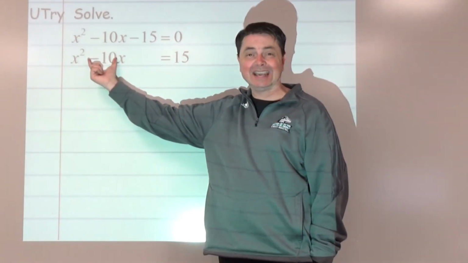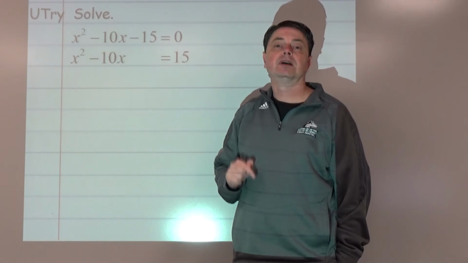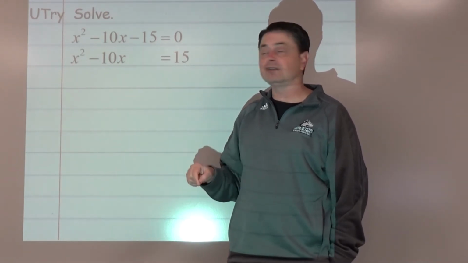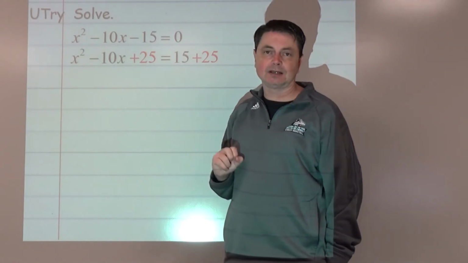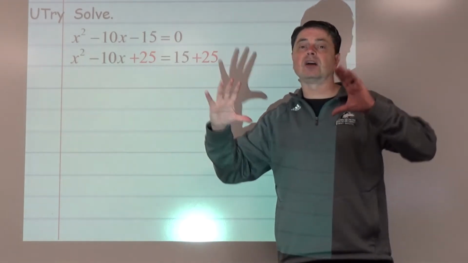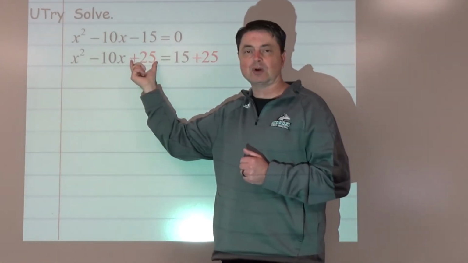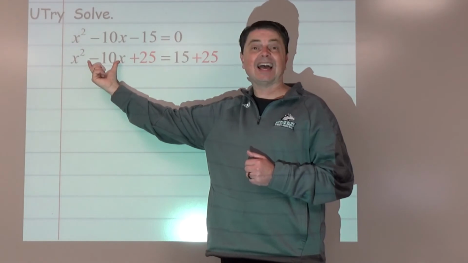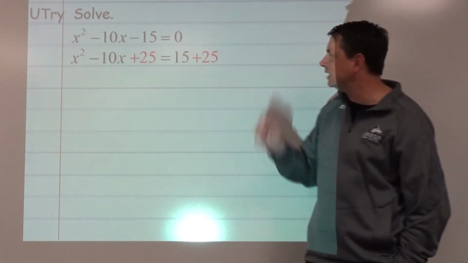So we're going to take the negative 10, divide that by 2. You get negative 5. Square that, you get 25. C will always be positive. You will always be adding. Now on the left side, we're going to write that as the square of a binomial, x, and then what did we square to get plus 25? We squared half of this. It was negative 5. So x minus 5 squared equals.